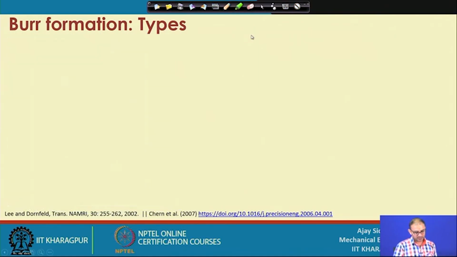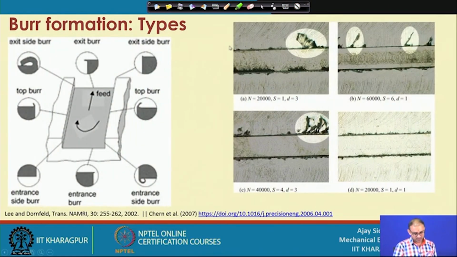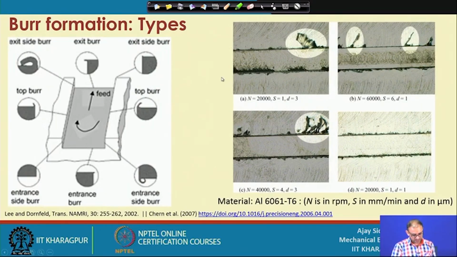Some more things are also there. We know that burr formation is also affected by different material properties, because if you change the material and change the process parameters, your burr formation will be different. So, you cannot have the same definition for every case. Whenever we look at burr formation, it is better to understand which material it is and what the parameter settings are.